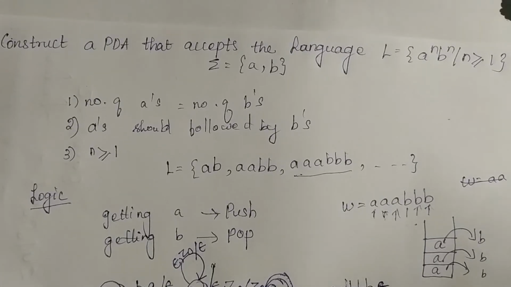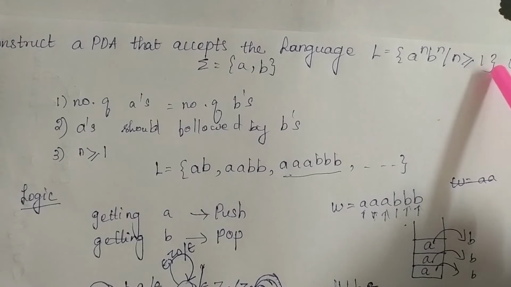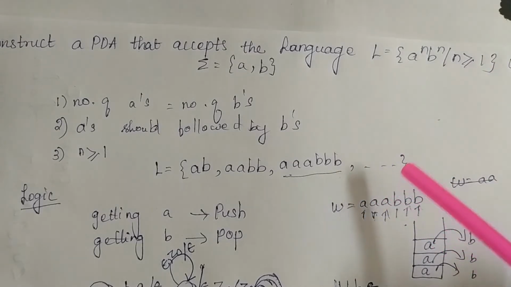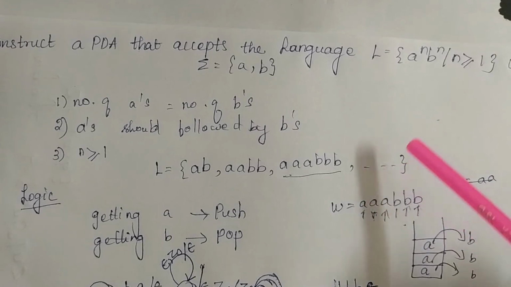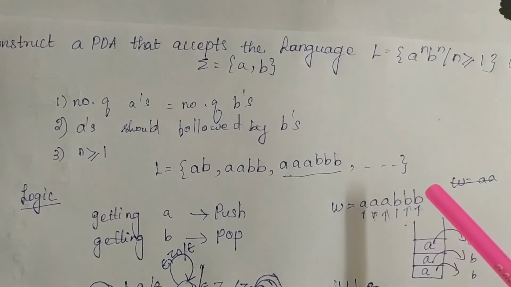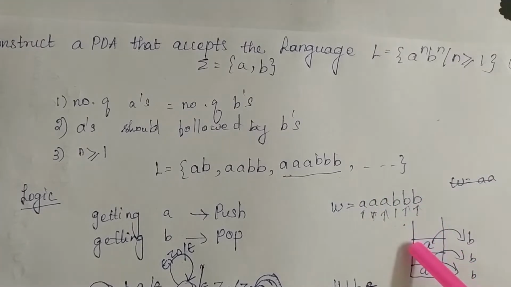In the last class, we studied constructing a PDA for the language L equal to a power n, b power n such that n greater than or equal to 1. So in this class, we are going to study the transition function for this problem and also the instantaneous description method for accepting a string.